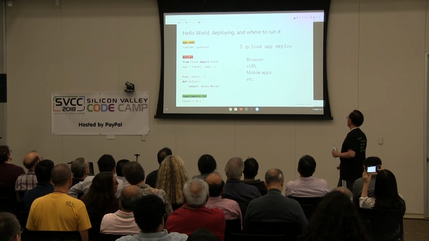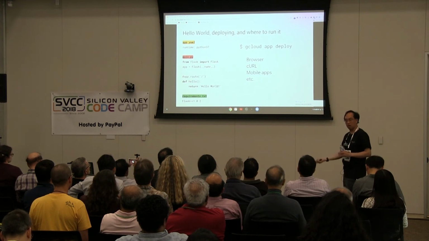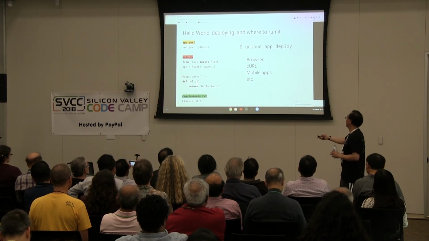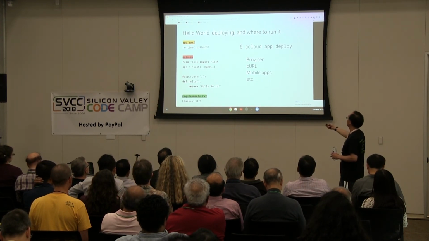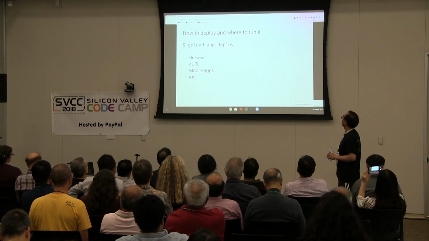So the main idea behind App Engine is that we host your apps for you. You don't have to spin up VMs or operating systems or anything like that. So Flask app, hello world, pretty easy. Deploy, and then you're done. Oh yeah, there's the deploy.